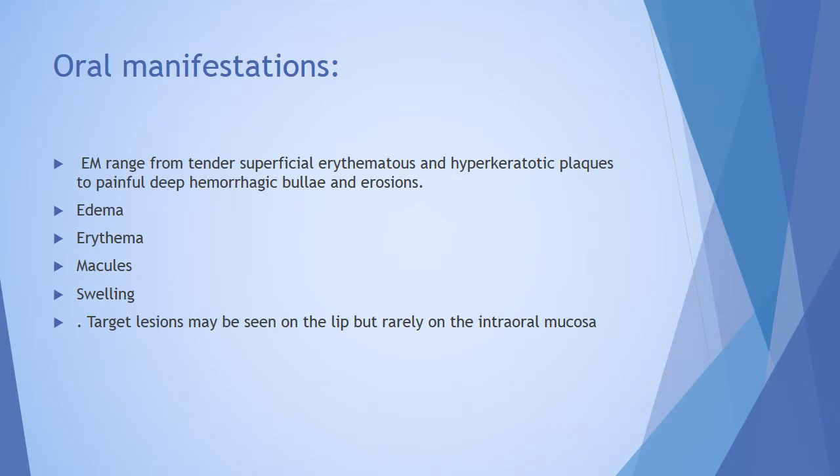Oral manifestations of erythema multiforme range from tender superficial erythematous and hyperkeratotic plaques to painful deep hemorrhagic bullae and erosions. Edema, erythema, macules, swelling, and target lesions may be seen on the lip but rarely on the intraoral mucosa.